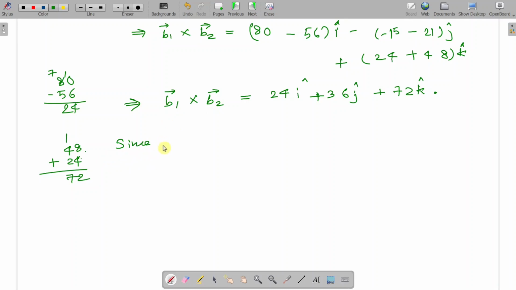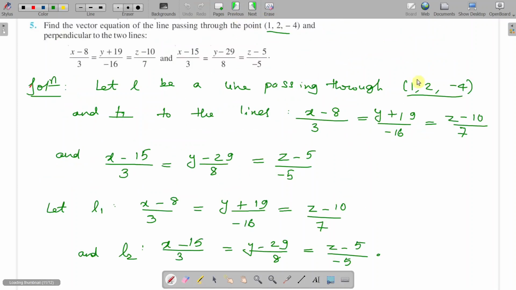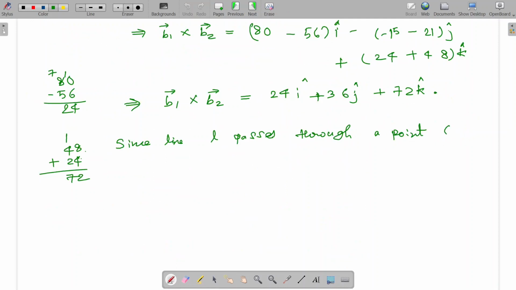Now since the line L also passes through a point, which is given as (1, 2, minus 4), therefore a bar is equal to i cap plus 2 j cap minus 4 k cap, okay. Then we can find the required equation of line.